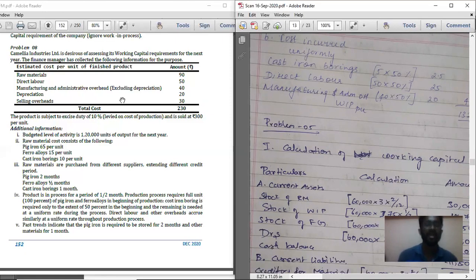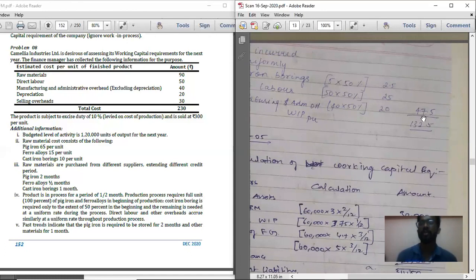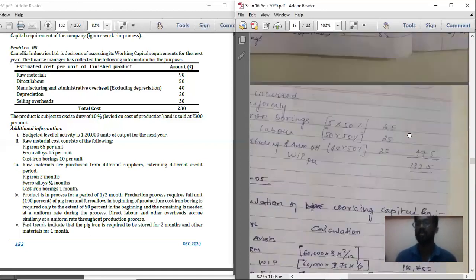So below the direct labor, manufacturing and administrative overhead, within bracket, how much is the amount? 40. So 40 into 50%. Amount column 20. Inner amount column 20. Now total it, 2.5 plus 25 plus 20. Outer amount column put 47.5.